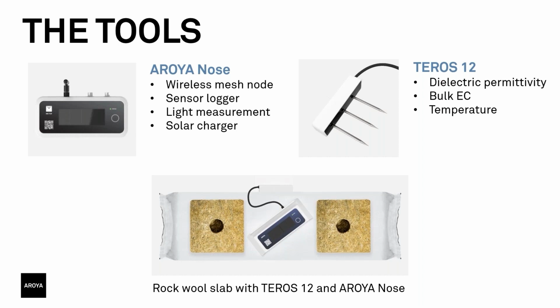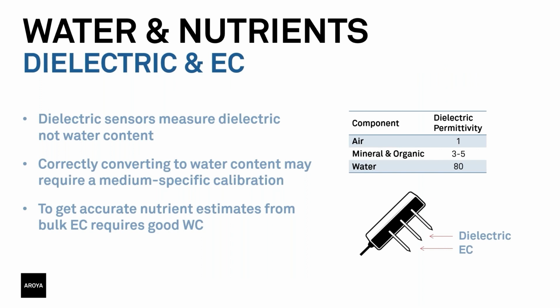Now, the bottom picture shows how the sensor is typically installed. You can see a top view of a rock wool slab with 2 rock wool blocks on top. The node sits on top of the slab, and the Terrace 12 plugs into the side of the slab between the blocks and halfway up the slab. The Terrace 12 sensor that you see at the bottom right has 3 pins. Dielectric is measured between the right 2 pins, and electrical conductivity between the left 2.